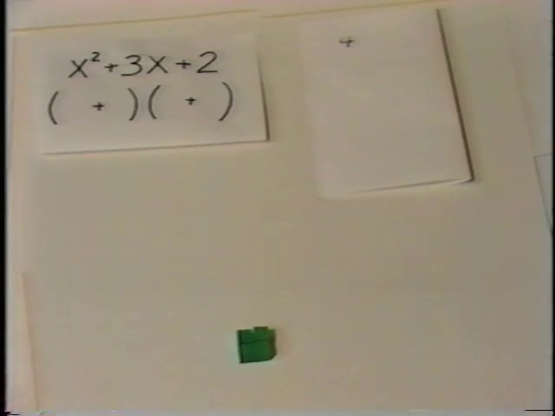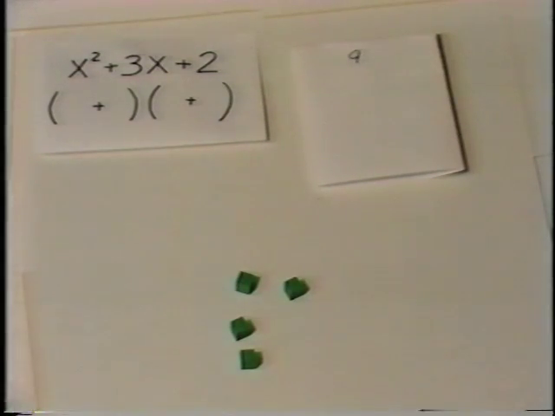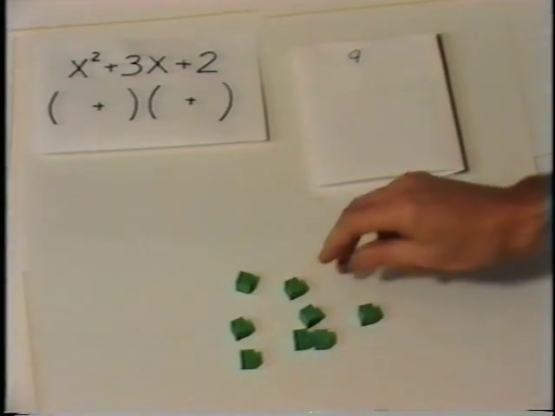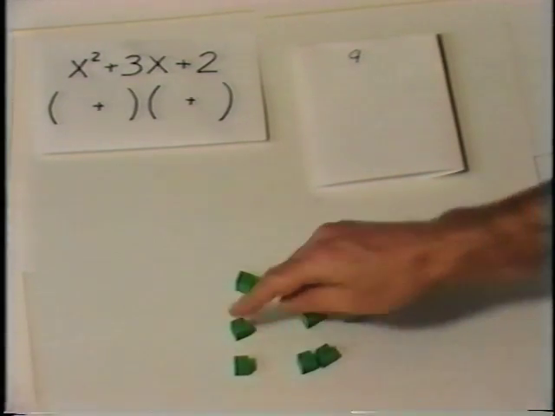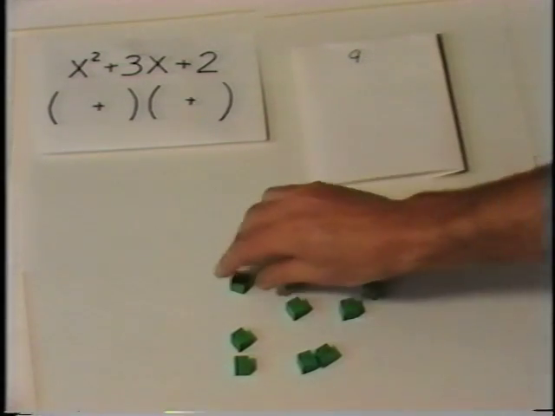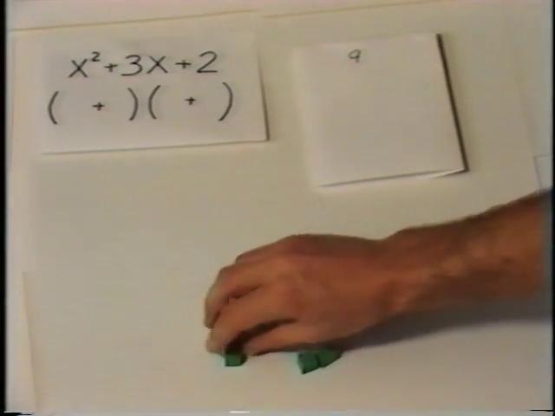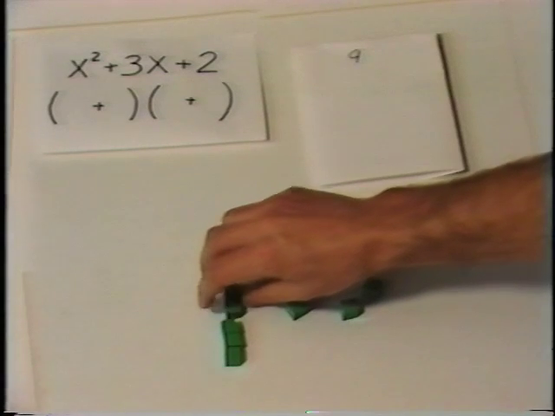Let's look at a new amount. Let's look at the amount 9. We will write the amount down, 9, and count it out. 1, 2, 3, 4, 5, 6, 7, 8, 9. We know that we can factor 9 over 1 and up 9.